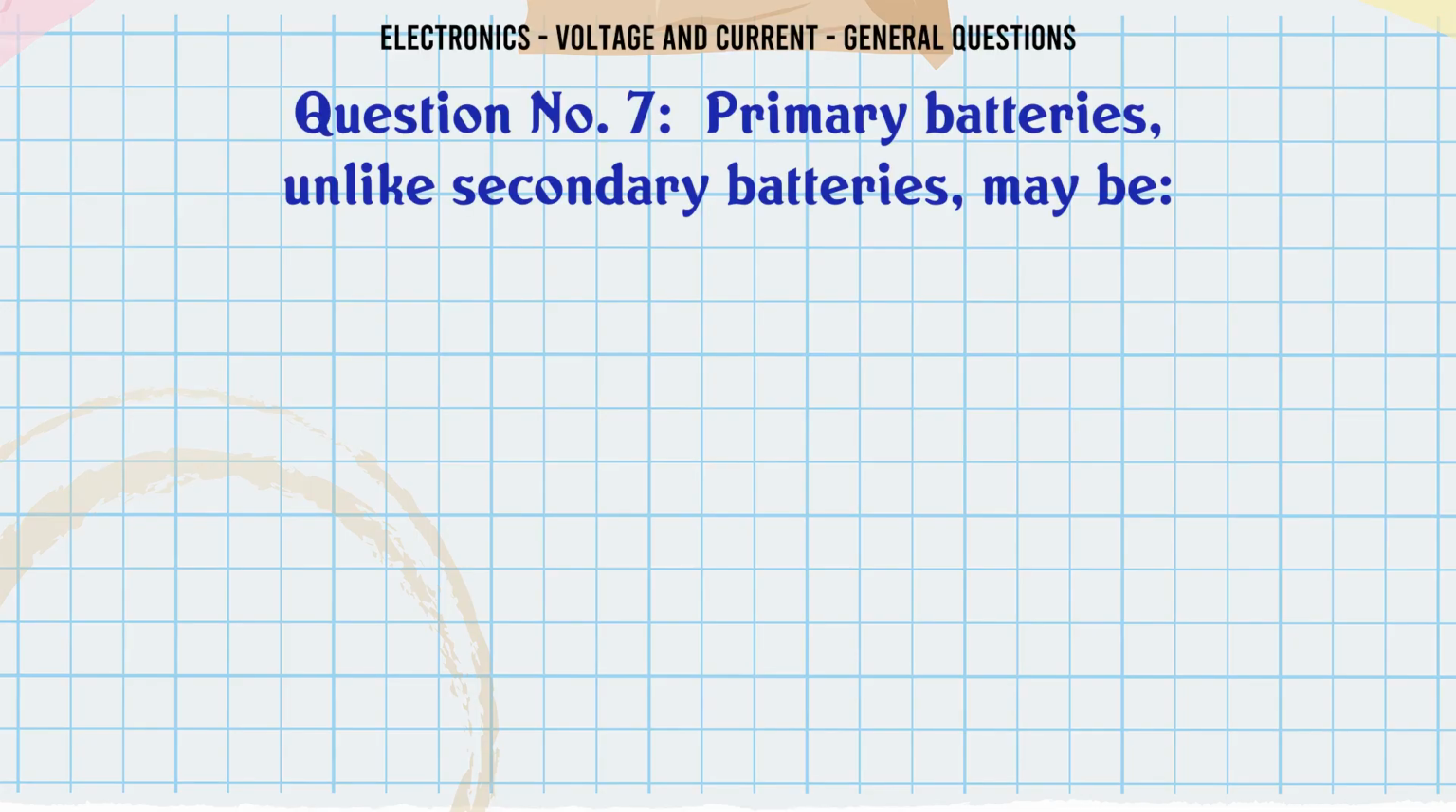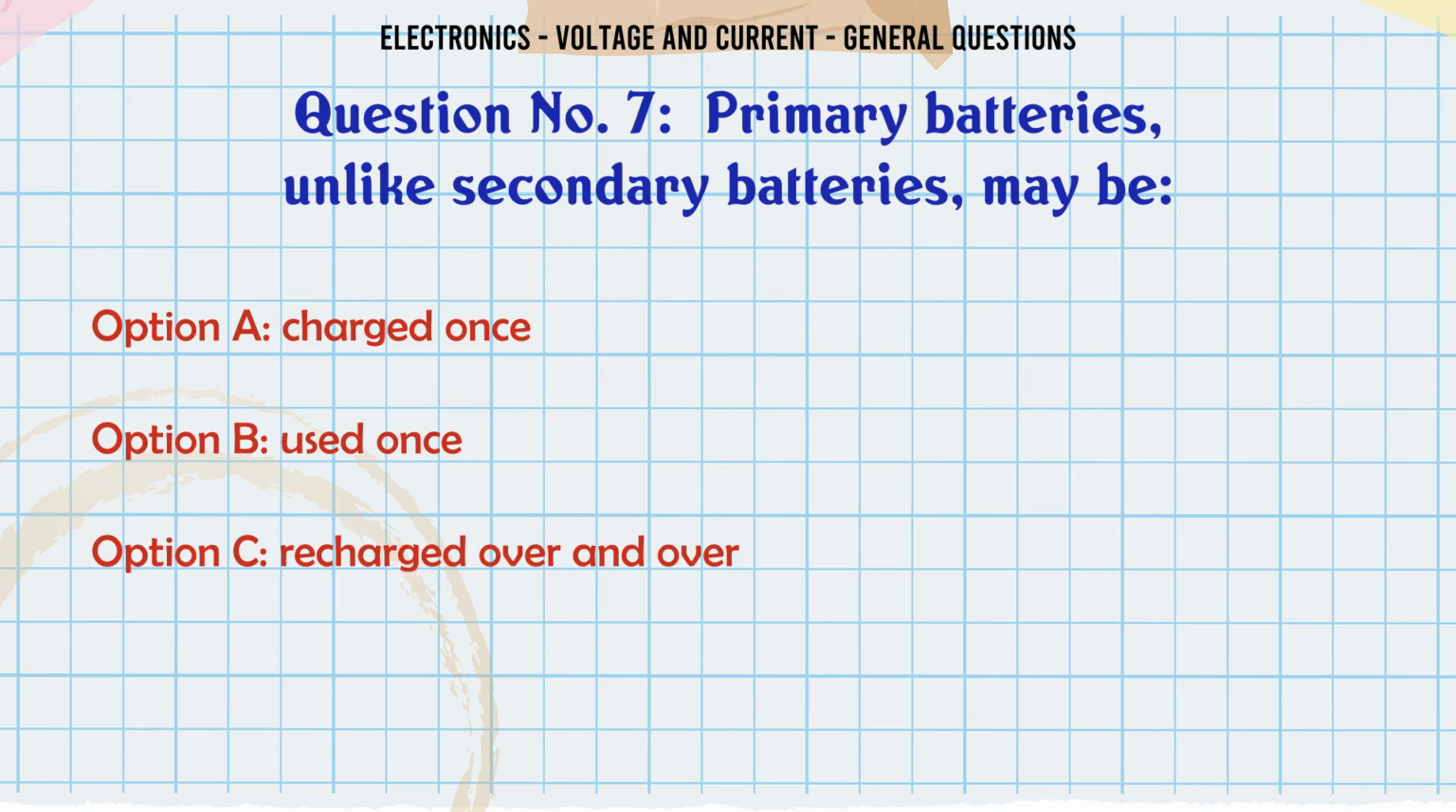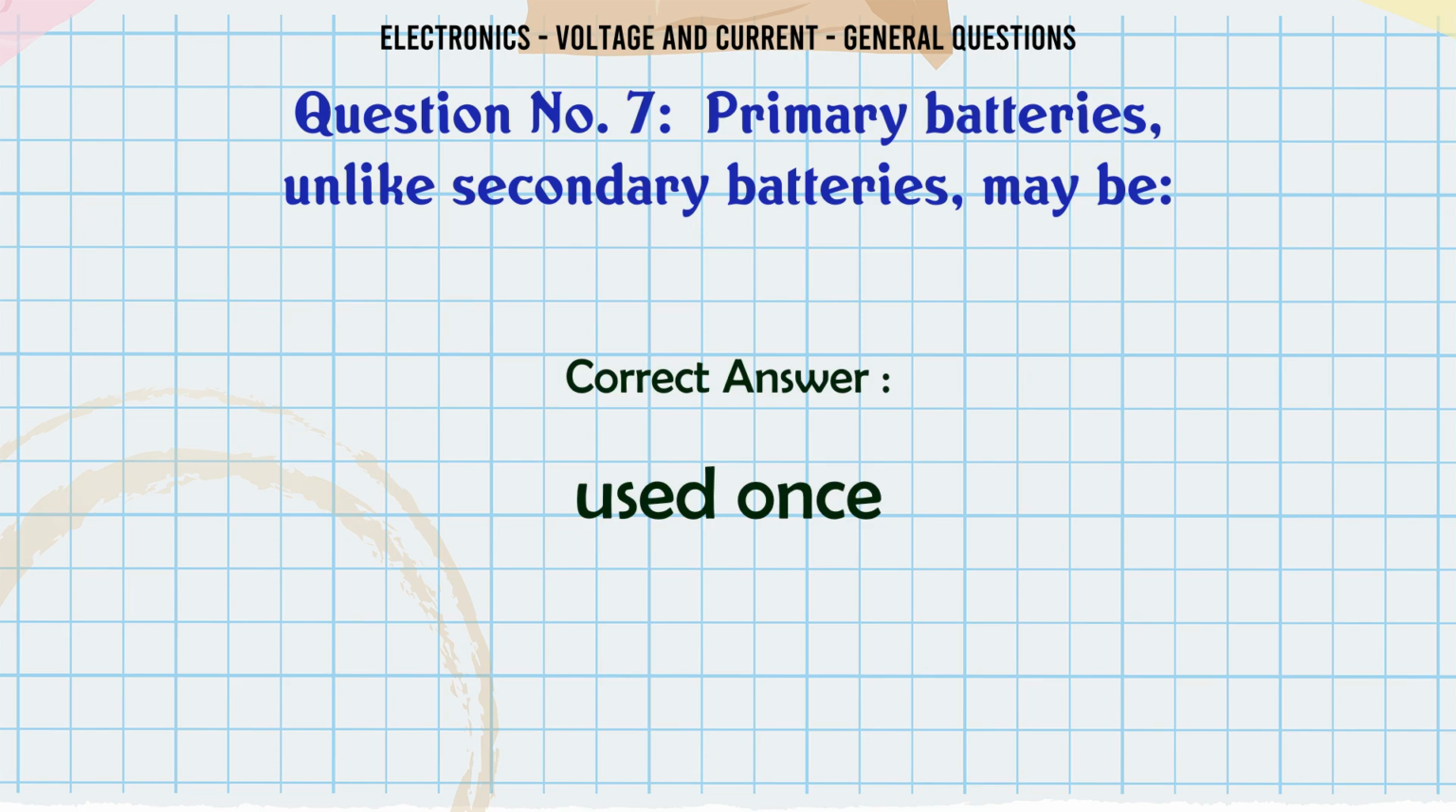Primary batteries, unlike secondary batteries, may be A. charged once. B. used once. C. recharged over and over. D. stored indefinitely. The correct answer is used once.